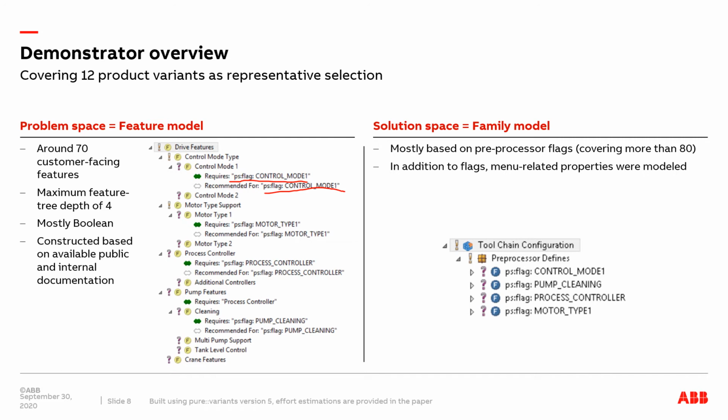On the solution space, we have modeled our preprocessor flags, mostly covering more than 80 of them. So we take a decision to make here a sparse model as possible to prevent over-engineering. And in addition to flags, we also modeled parts of our internal menu-based system, so visibility or availability of menu entries, which I cannot show here in this presentation.